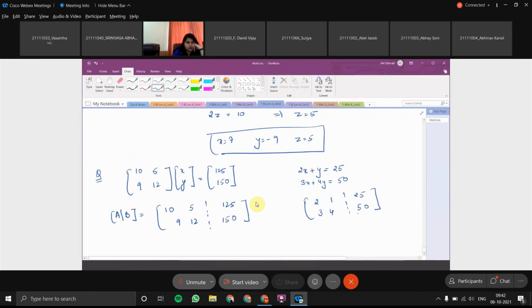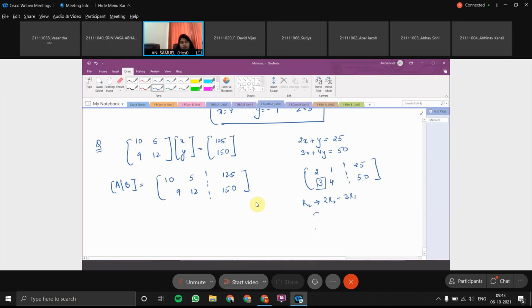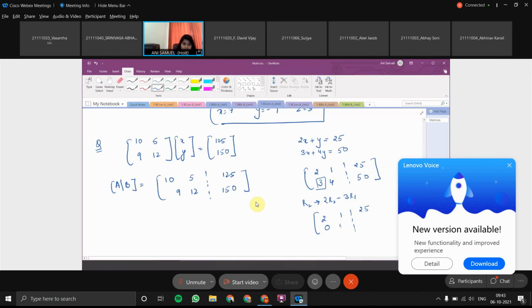Now in order to do the upper triangular matrix, it is nothing. You have to make this 0. So that becomes R2 is equal to 2R2 minus 3R1. I believe people had already solved, but nobody is responding. I don't know what has happened. 0, and this is 4 into 2, 8. 8 minus 3, 5. And this will be how much?